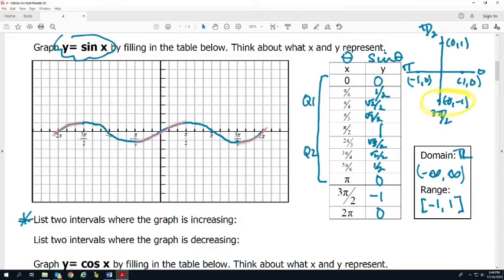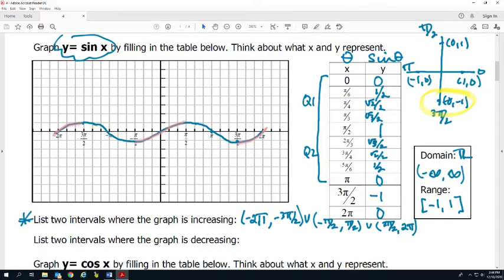that I have highlighted. It's increasing from -2 pi to -3 pi over 2. It's also increasing from -pi over 2 to pi over 2. It's also increasing from 3 pi over 2 to 2 pi. That's just using the graph that I have graphed right there. I didn't graph the full function.